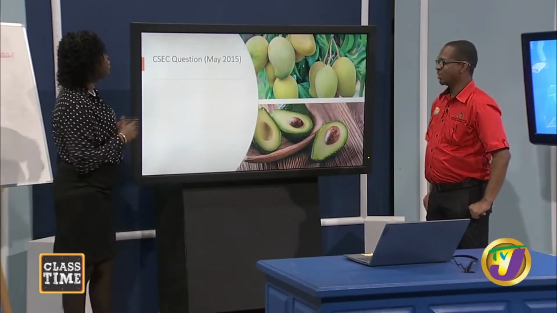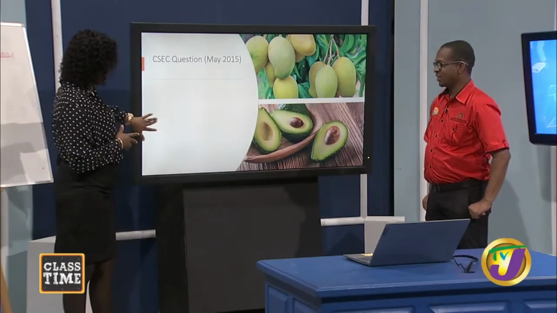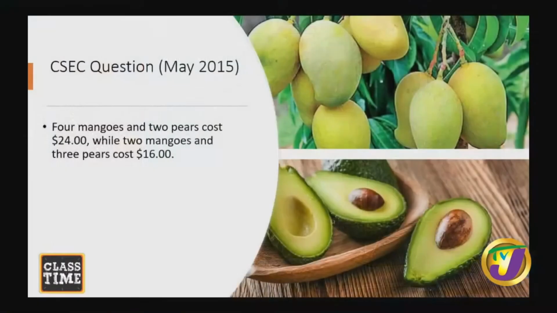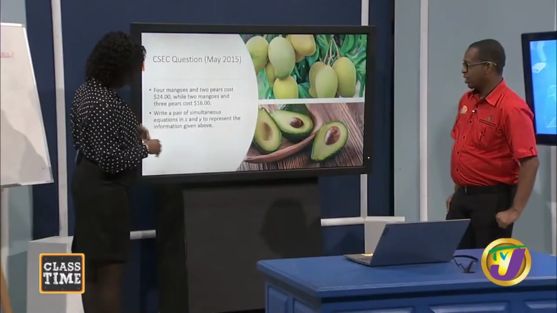All right, so let's hear the situation that was presented about mangoes and pears. 4 mangoes and 2 pears cost $24, while 2 mangoes and 3 pears cost $16. It therefore means that we can set up simultaneous equations because we have 2 situations. So we need 2 equations.